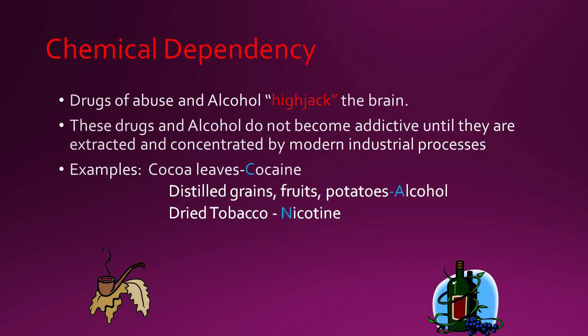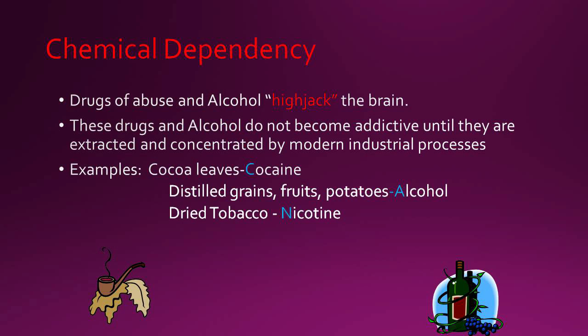We have large portions of food that people with visual cues seem to want. There's layering of foods. So just remember that chemical dependency means drugs of abuse and alcohol, and chemicals hijack our brain. They come from natural plant sources that were never meant to be abused this way.